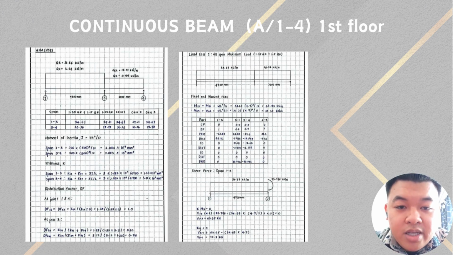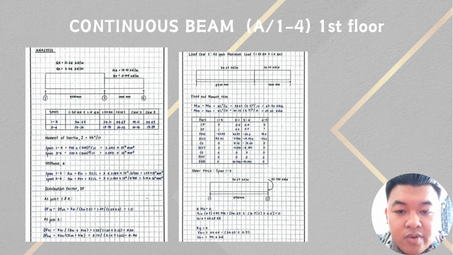The next step is the analysis of the beam. The left figure shows an example of the analysis of the beam. At this step, we examine three different cases, each with distinct loading values. For each case, we calculate the stiffness and the distribution factor for every span. This ensures a comprehensive understanding of how the beam performs under different loading conditions.